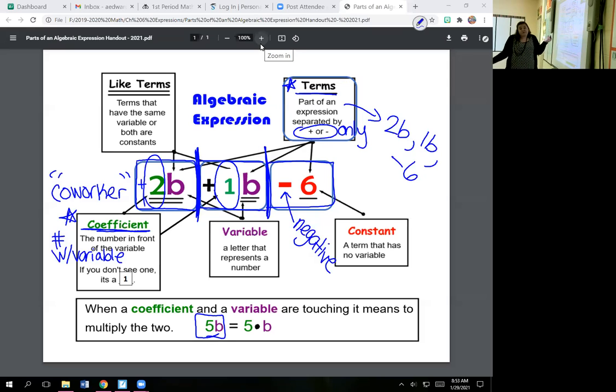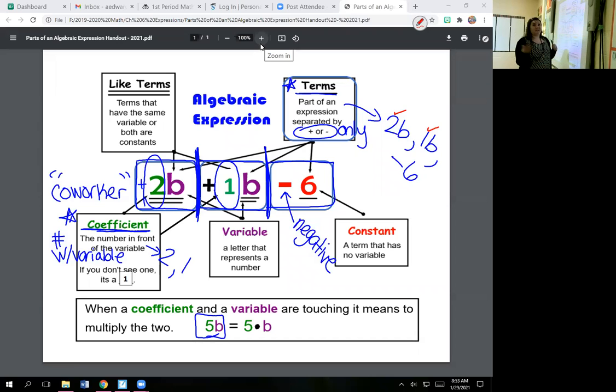And I also have 2 of them. I could have 1, I could have 2, I could have 15. As long as I have a letter, I have a coefficient. So in this example, your coefficients would be just the number 2 and just the number 1. See how here I took up the number 2 and the number 1. Negative 6 is not a coefficient because it doesn't have a letter. It doesn't have a variable.